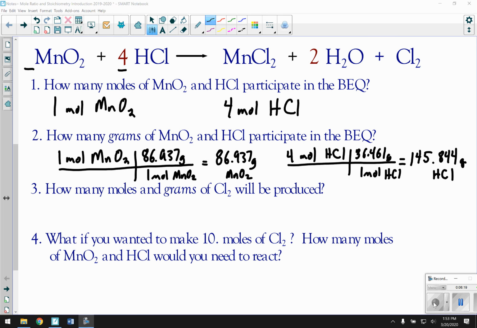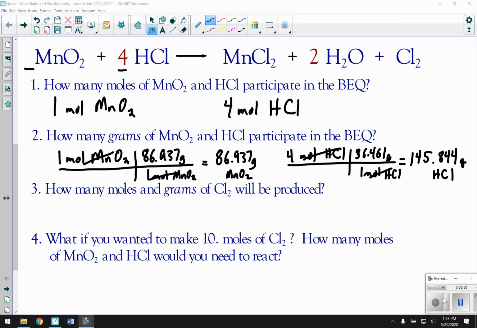When you do the math, you see that you would have in this reaction 86.937 grams of MnO2, and you would have 4 moles of HCl, which would be 145.844 grams of HCl. So basically we just used the molar mass to go from moles to mass. All right, guys, let's move on to question 3.